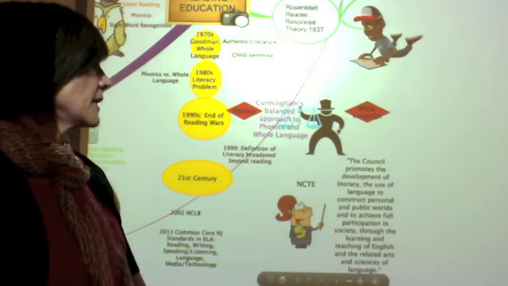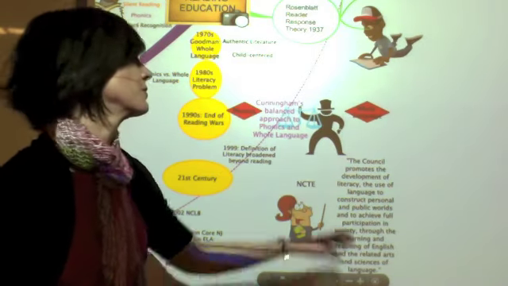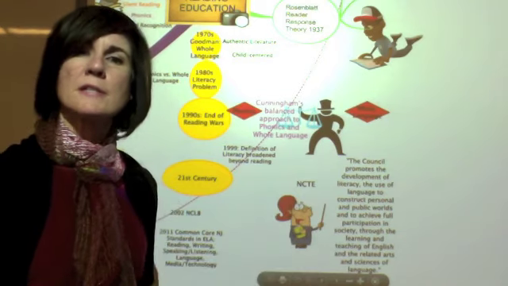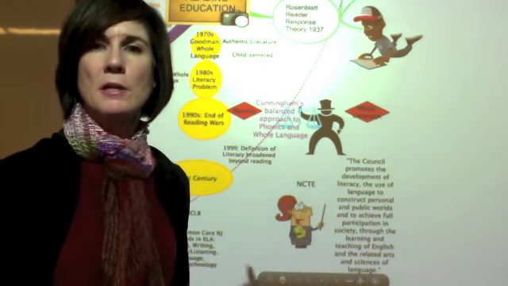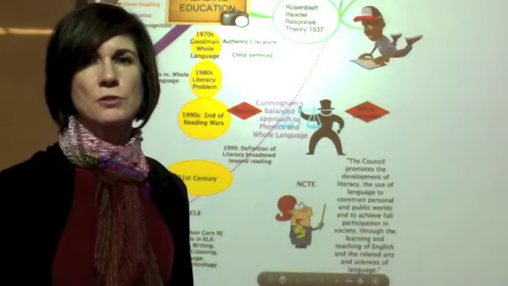This is a great resource, a great sounding board. I have found many useful articles, suggestions, and ideas through the National Council of Teachers of English, and it's great that we do have these support systems to help us in our reading instruction.